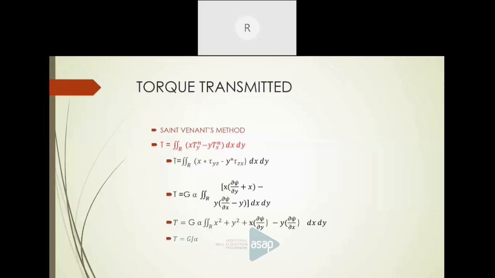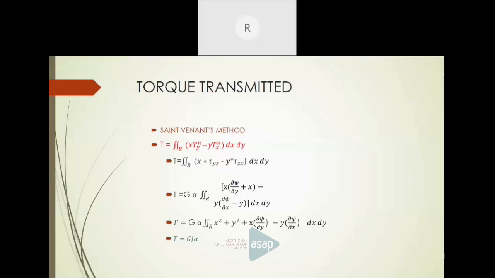So the equation for torque is a double integral over the region, because we have to get the torque for the entire region, right? So we have to integrate, area integration. Then x into tau_ny. The tau_ny term represents the shear stress at that particular boundary, into its moment distance, which is x. You know that tau_ny means it will act in the y direction.